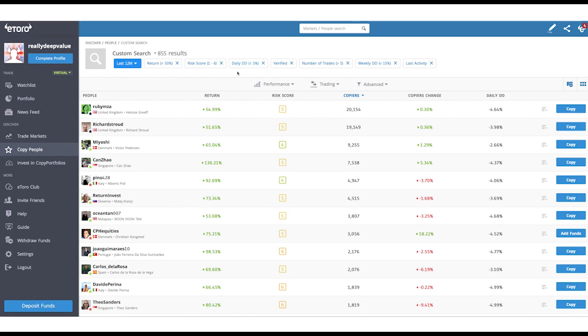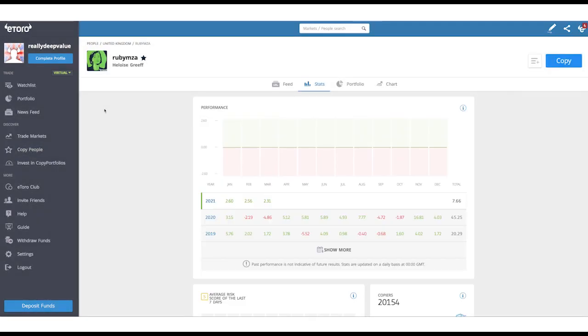Daily DD is drawdown, so that's set to less than 5%. Let's see some other details here. It must be a verified trader, number of trades, weekly drawdown. So drawdown is important if you want to control risk.